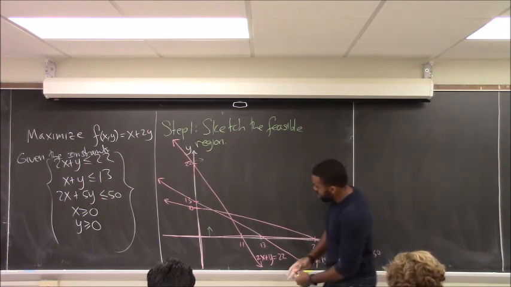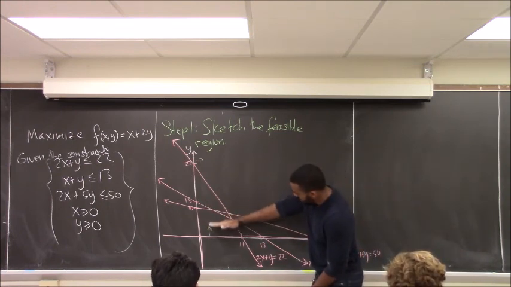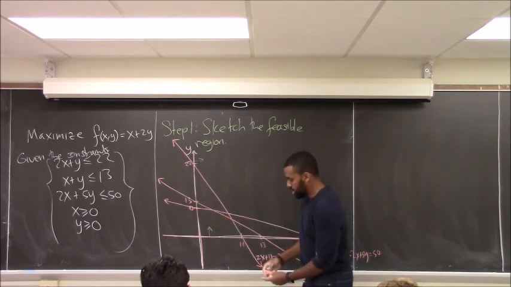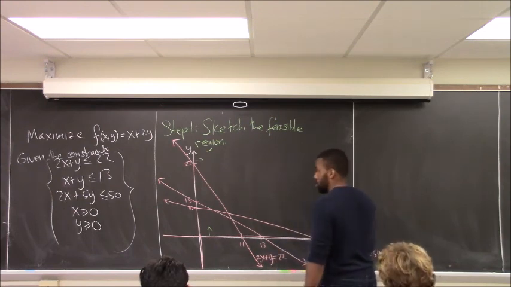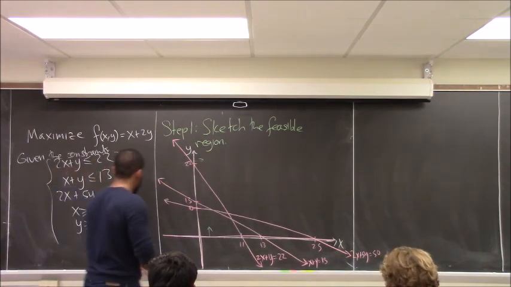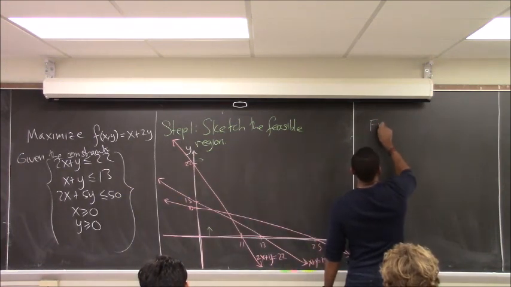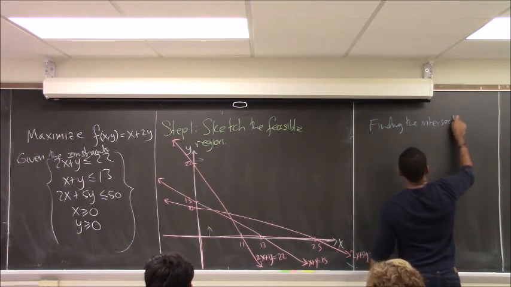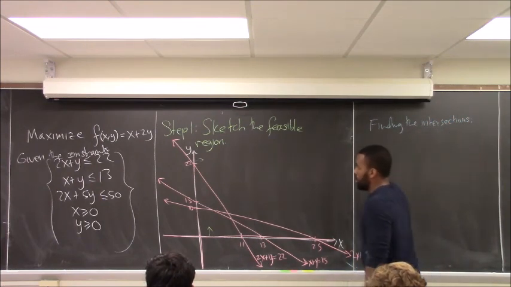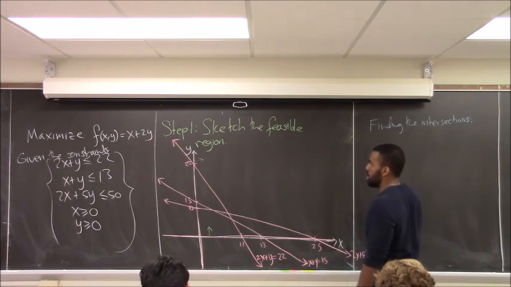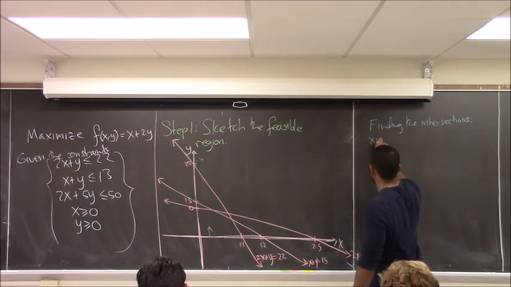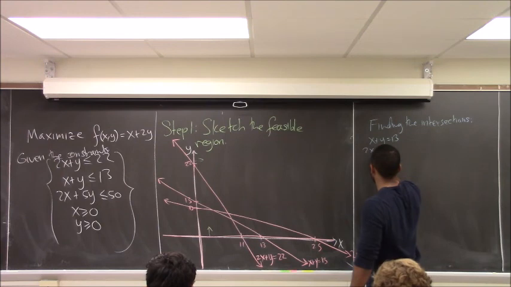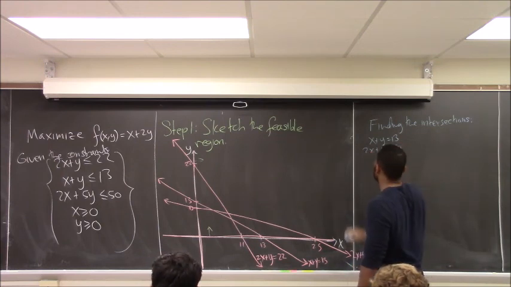Now, there are times when you're not sure where exactly the line should hit corresponding to the other lines. So what you'd want to do is find what the intersections would be anyway. So we're still in step 1. It involves finding the intersection. Let's actually intersect, say, the x plus y equals 13 with the one I just drew, 2x plus 5y equals 50. So let's look at that intersection.